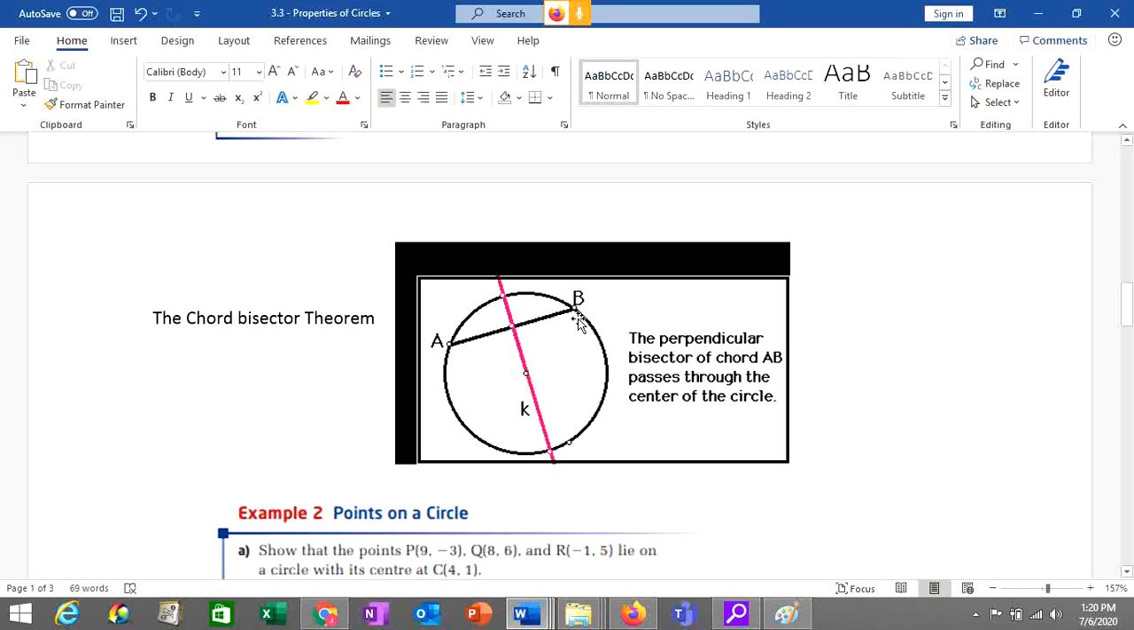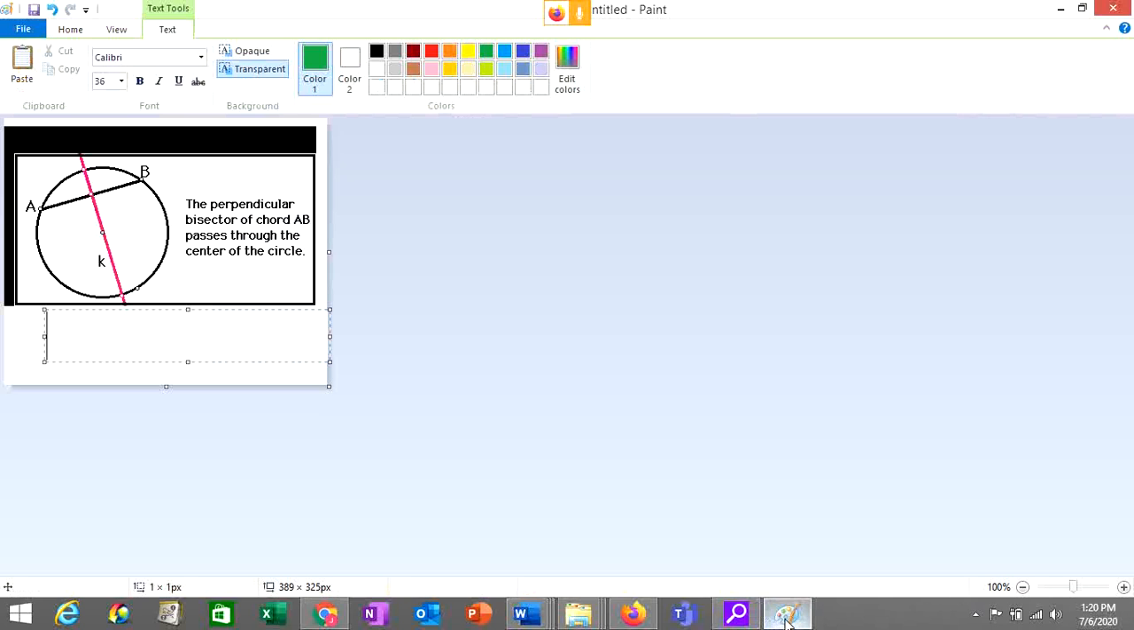So the right bisector of any chord will always pass through the middle of the circle. That's the chord bisector theorem. So let's quickly look at why that might be true. Okay, so I'm just going to make this a little smaller here.